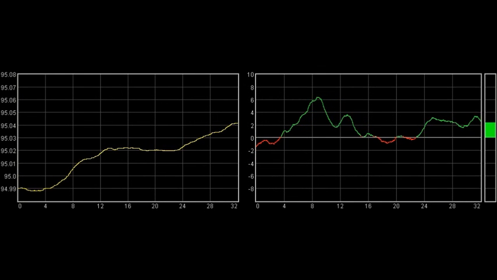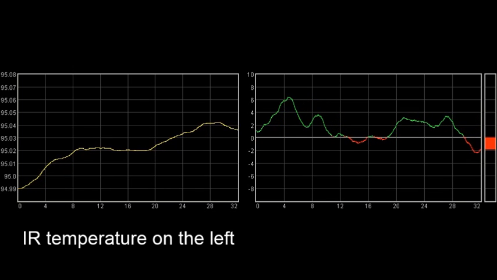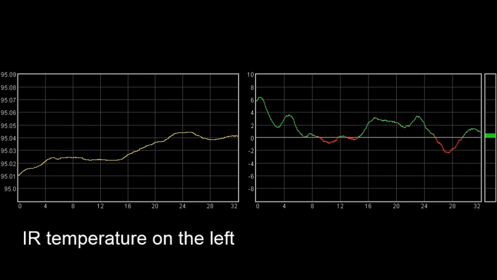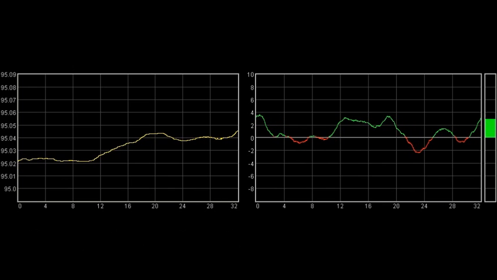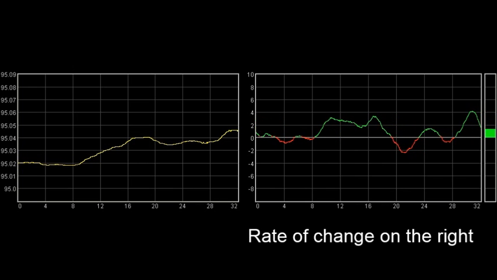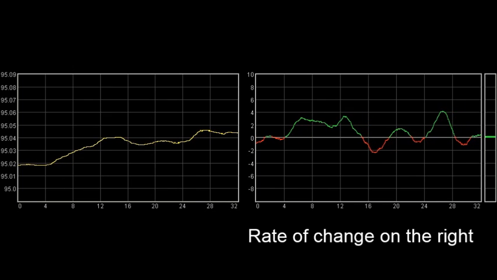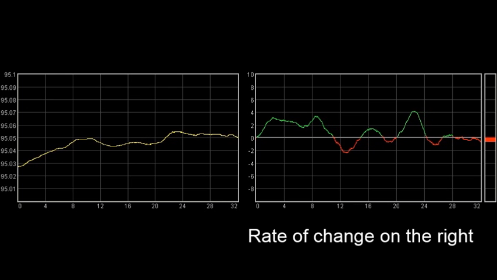The software presents the measurement as an infrared temperature. In this graphic, the yellow trace on the left shows the variation of infrared temperature. You're training this graph to go upwards. The chart on the right shows the rate of change of infrared temperature. It's the equivalent of the slope or gradient of the left-hand chart.